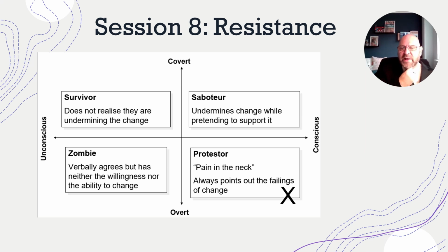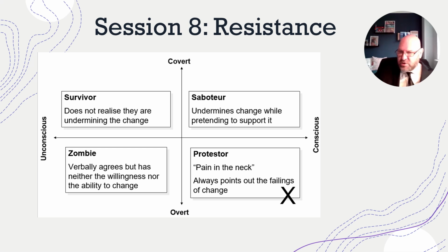There are 4 ways in which resistance normally manifests in terms of change. You've got covert, so this is happening without you realizing it, and then you've got overt, it's in your face, you know it's happening. You've then got people who are doing it, but they're unaware they're doing it. They're not aware that they're an opposing force. And then there's people who are very aware they are opposing this.